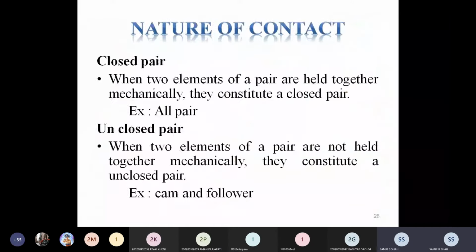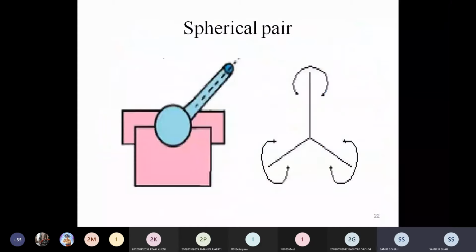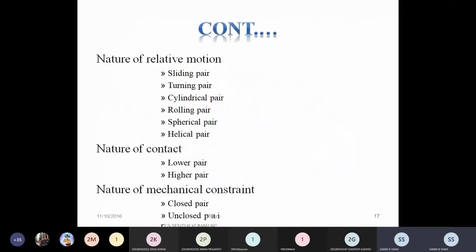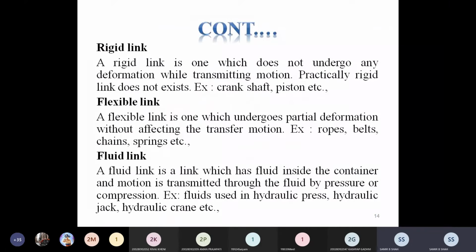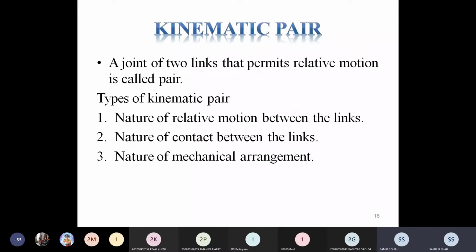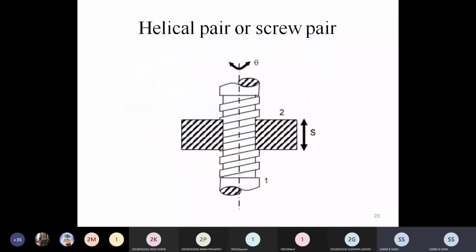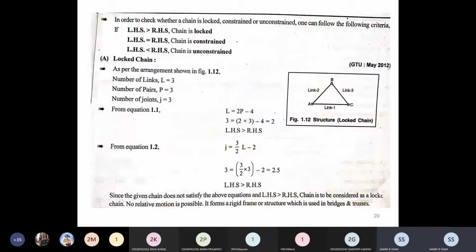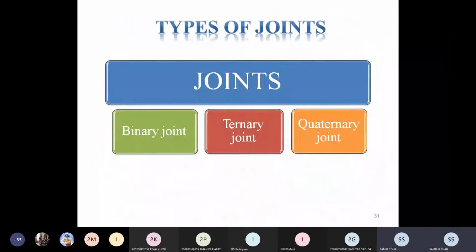As we already learned, there are three types of links: binary link, ternary link, and quaternary link, right? In the same way, joints may be known as binary joint, ternary joint, and quaternary joint.